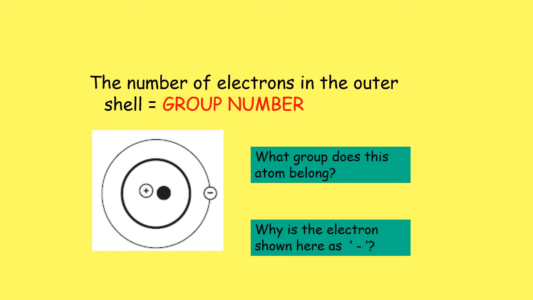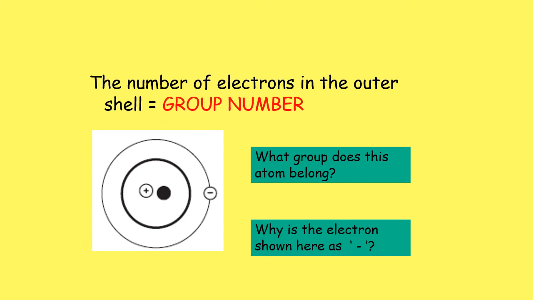However many electrons there are in the outer shell tells you the group number. And if you have access to page 6 of the data booklet, what you can see is that if you look down group 1, all of the electron arrangements end in the number 1. If you look down group 2, all of the electron arrangements end in a 2.